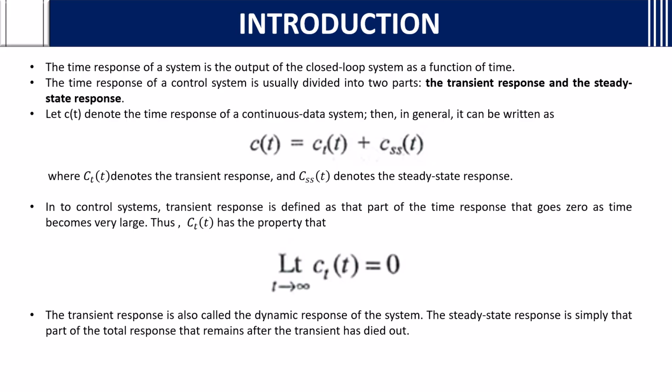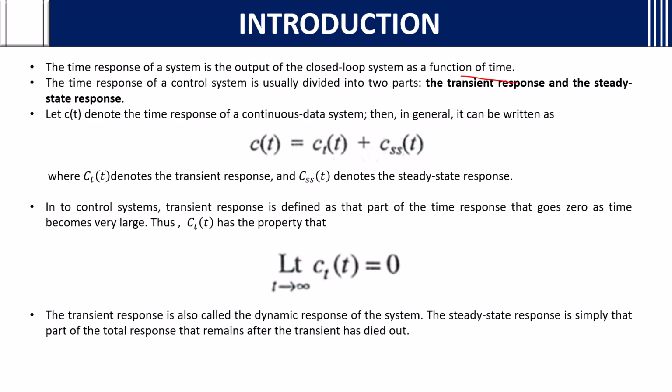First, we will see what is time response. Introduction. The time response of a system is the output of the closed loop system as a function of time. Time response means at which time the system is responding. When it will respond, you get to know how to find the response time from the output of the system, like how much time it took for the response. So the time response of the system is the output of the closed loop system as a function of time.